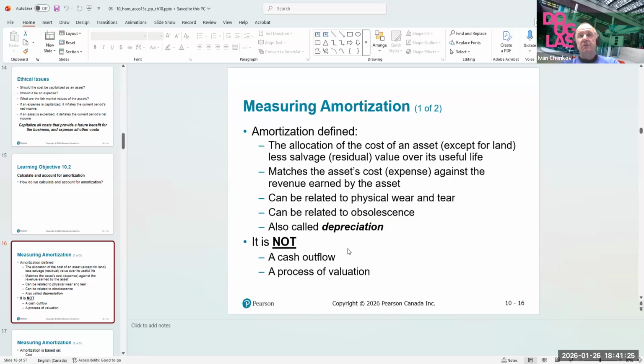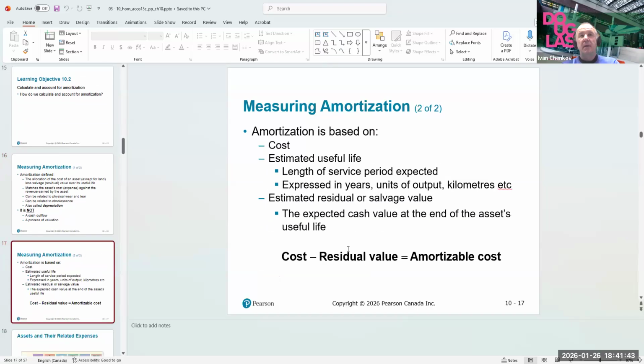This allocation of the cost of the asset over the useful life of the asset is called depreciation or amortization, depending on the terminology. For this course, we're going to use both terms, amortization and depreciation. How are we going to measure it?